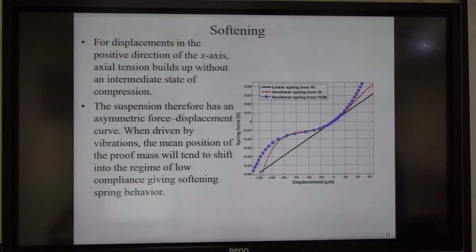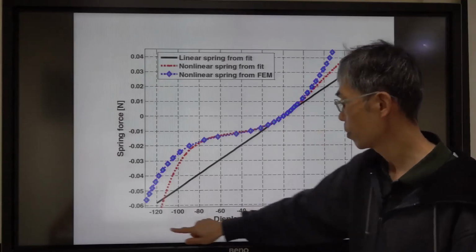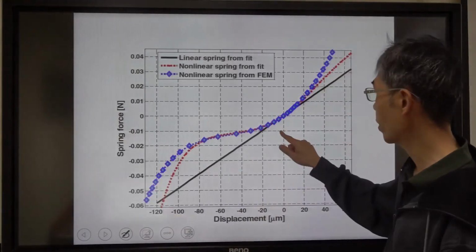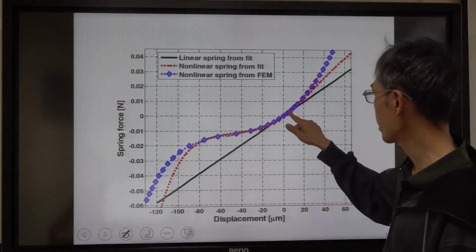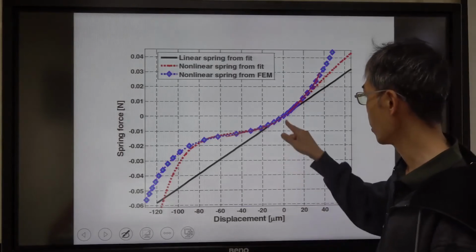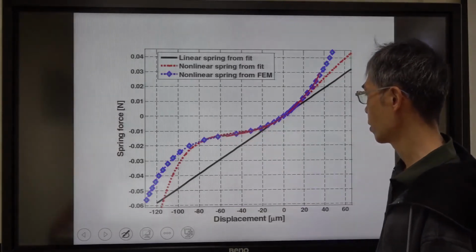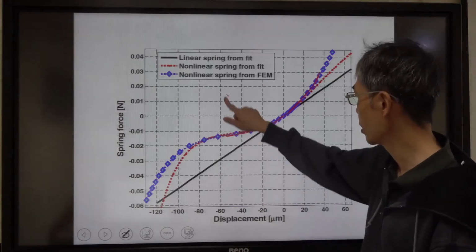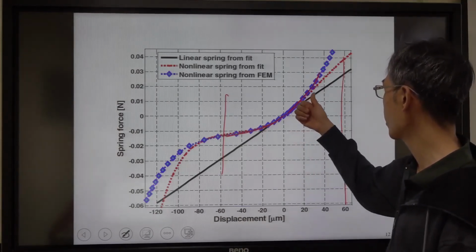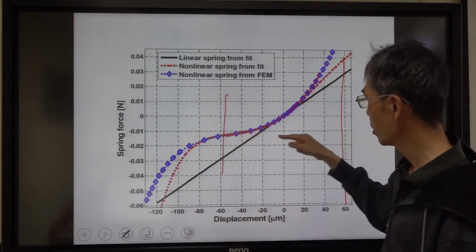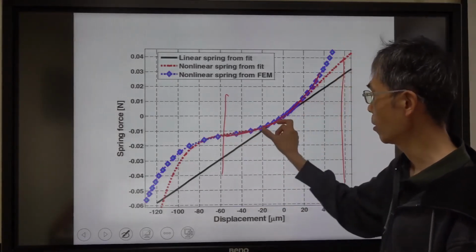See, in this softening curve, the softening part is this part. And the hardening part is this part. So, see, this gets harder and harder to move the spring. In this direction, minus X direction, it gets easier to move the spring. Let's say in this range, minus 60 to 60, it's harder and harder to move the spring. But in this direction, it gets easier and easier to move the spring. So we have hardening spring behavior and softening spring behavior.